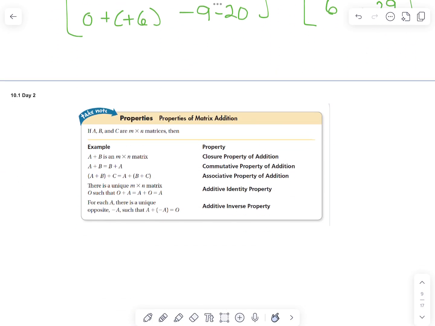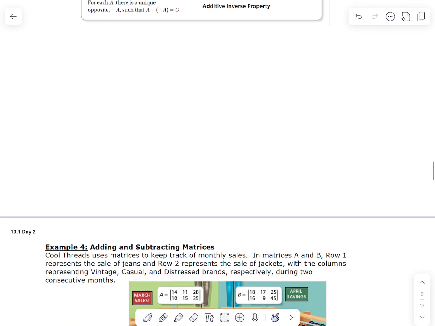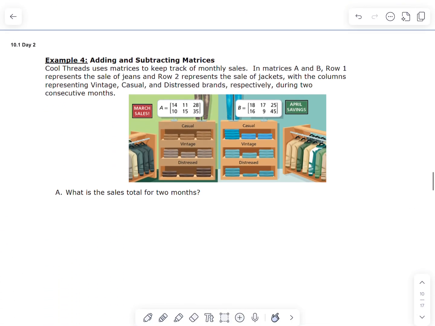The last thing here shows you the operations for matrix addition. You can pause and read those. And then we have an application problem for adding and subtracting of matrices.